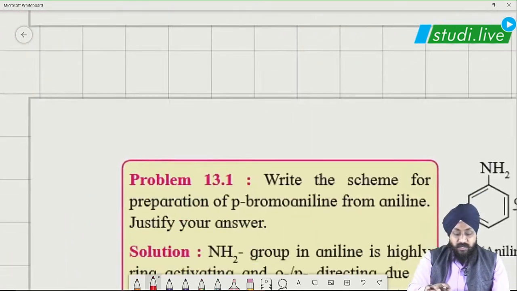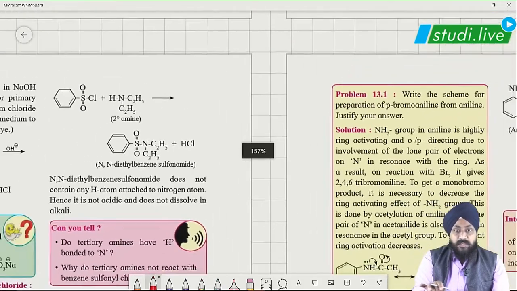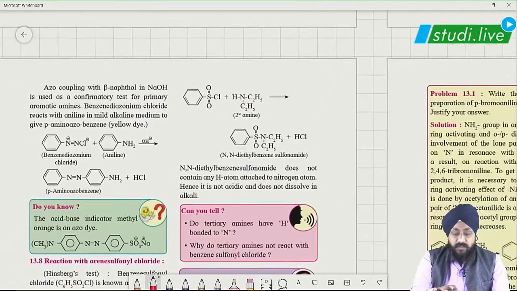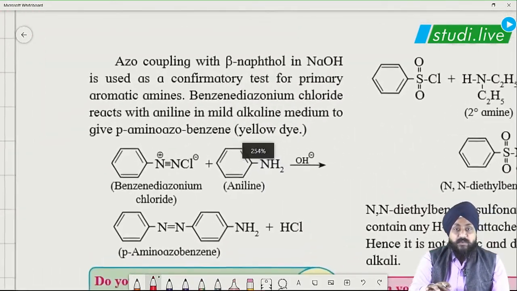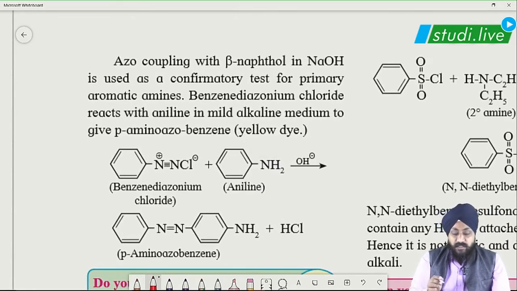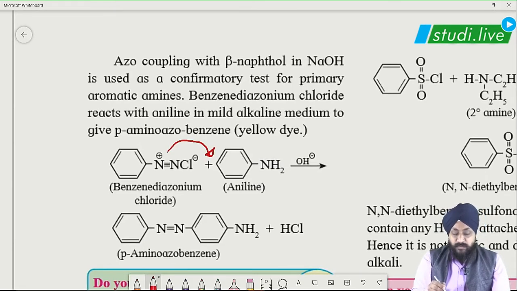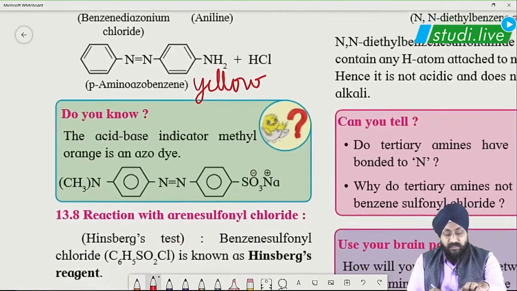Yes students, now the similar type of reaction which we are going to understand over here is with aniline. Here you take the diazonium salt, this diazonium group is going to attack over here, so you will get para-amino azobenzene, which is a yellow dye, and HCl is formed over here. Yes students, so this is one reaction.